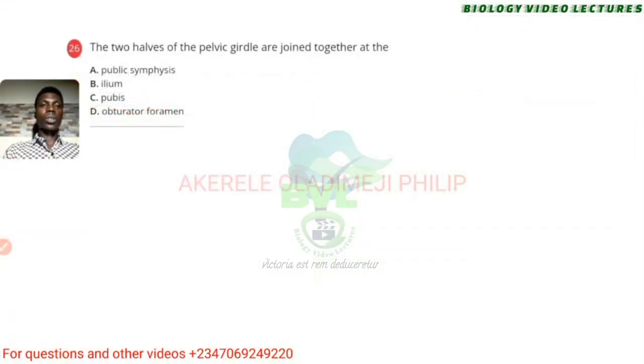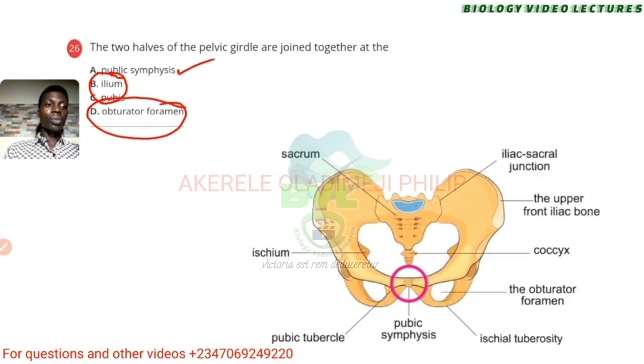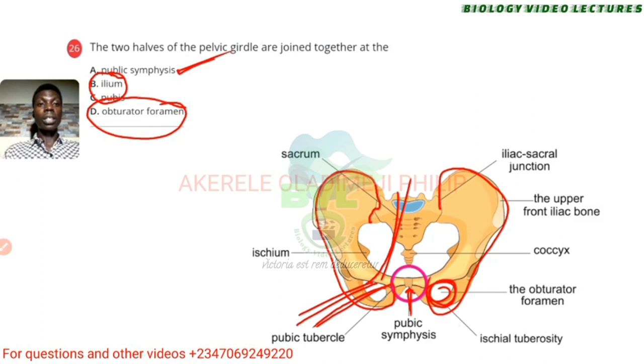All right, so the next question. The two halves of the pelvic girdle are joined together at the pubic symphysis. Now, these other options are actually other parts of the same bone. Obturator foramen is a hole through which vessels and nerves pass. So this is the pubic symphysis, down there, joining these two halves with these two halves. The obturator foramen is just a foramen through which blood vessels, nerves, and all those pass to go here and there. All right. So the answer to the question is pubic symphysis, which is option A.